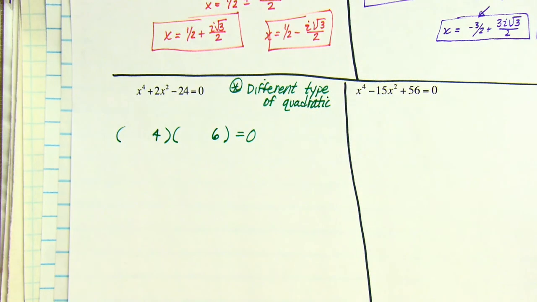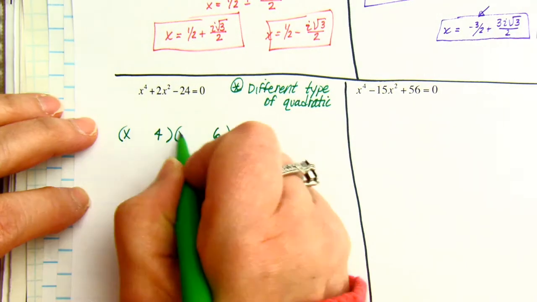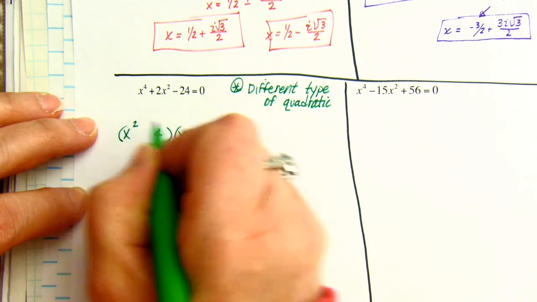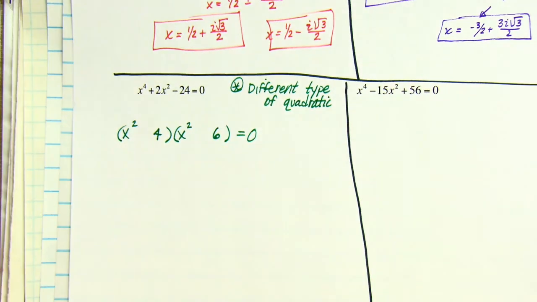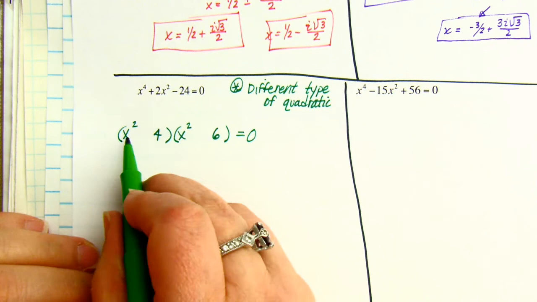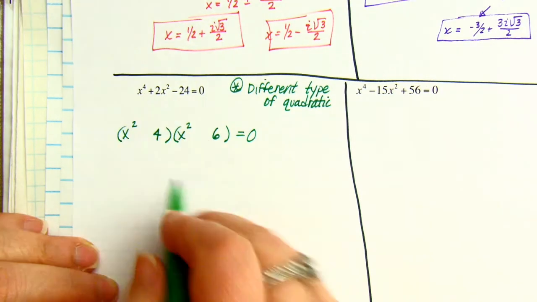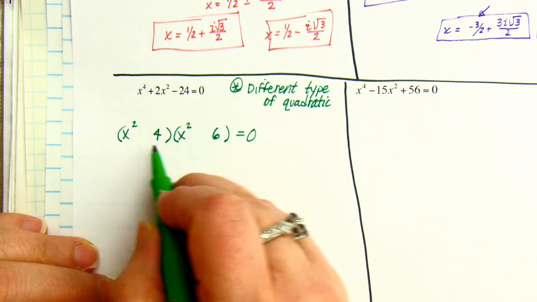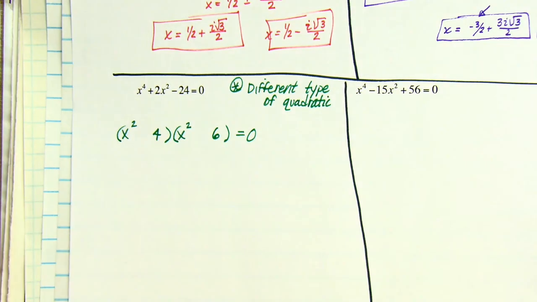The only thing is here, this can't be x and x, because x times x is x squared, not x to the 4th. But if I make them both be x squared, then that is x to the power of 4. And now if I check it, x squared times x squared is x to the 4th. This is 6x squared, 4x squared. Notice I have an x squared term in the middle, so this is going to work.